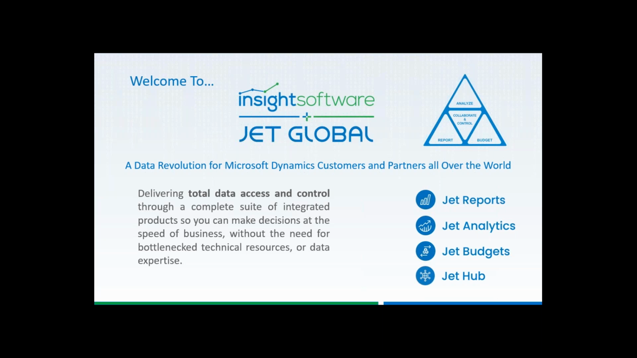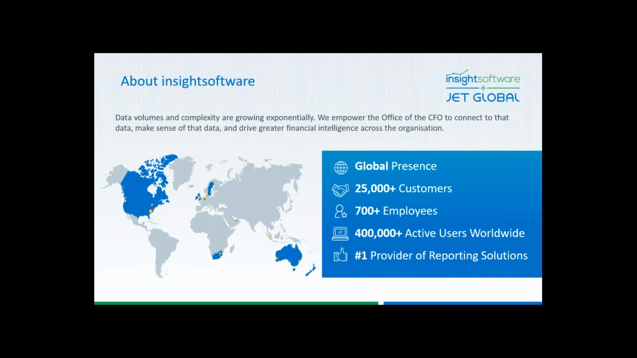So just as a quick introduction, the JET products, including JET Reports, are purpose-built for Microsoft Dynamics ERP. So that's NAV, Business Central, and also GP as well. We'll be focusing today on JET Reports, but just to make you aware that we do have in our product stack JET Analytics, which is a data warehouse automation platform for business intelligence. We have JET Budgets, which adds some workflow and collaboration to the budgeting process. And all of these products sit inside the JET Hub, which is a web-based portal where you can store and manage all of your information centrally.